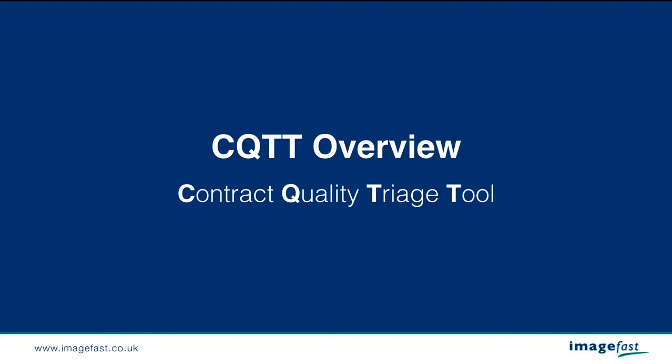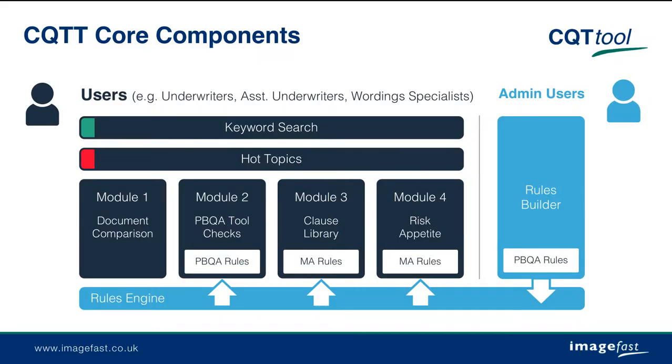The CQTT is a web-based tool which allows users to run a number of checks against documents which will typically be contracts. As a user, you will have the ability to upload contracts and run checks against one of the four core modules within the tool. Module 1 will allow a user to upload 2 contracts, and the tool will compare the two and highlight the differences, showing text insertions, modifications and deletions, as well as any format changes.